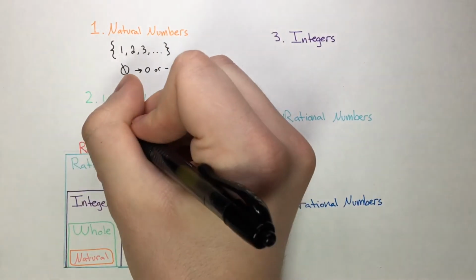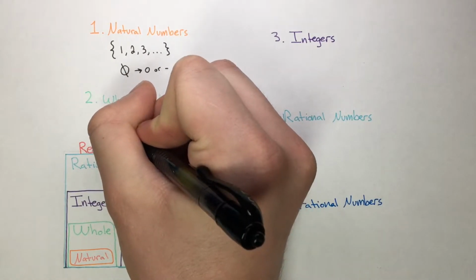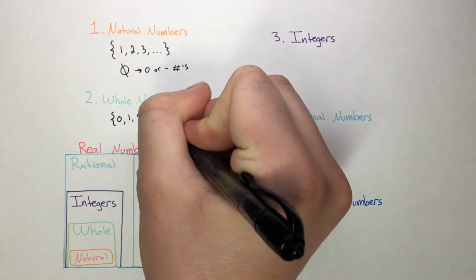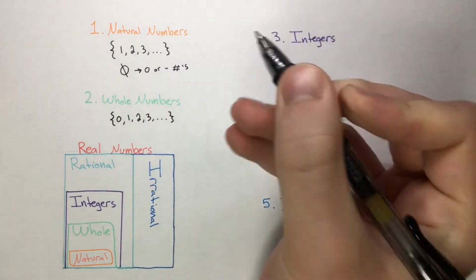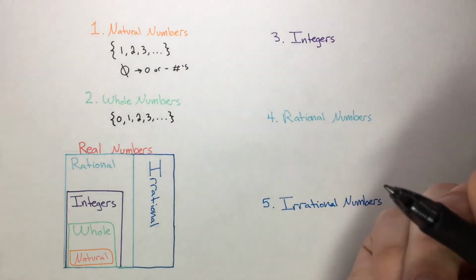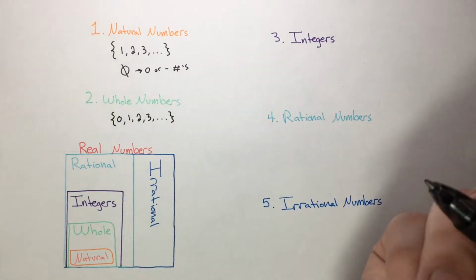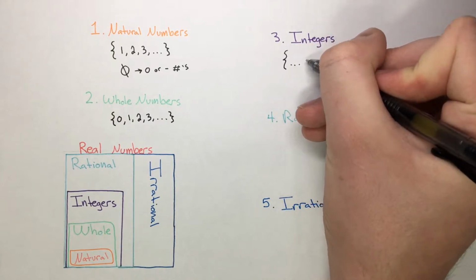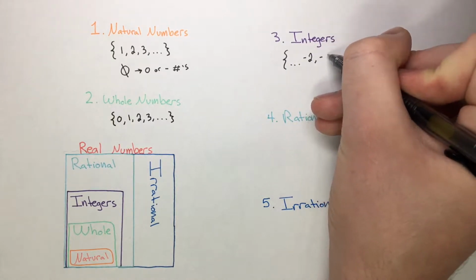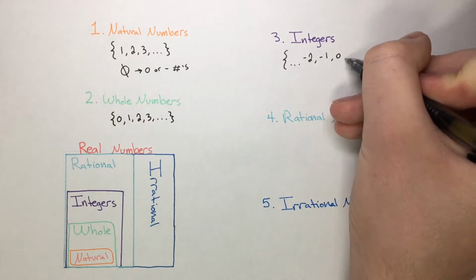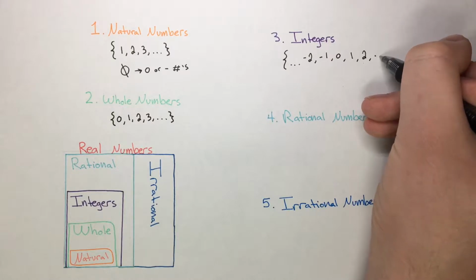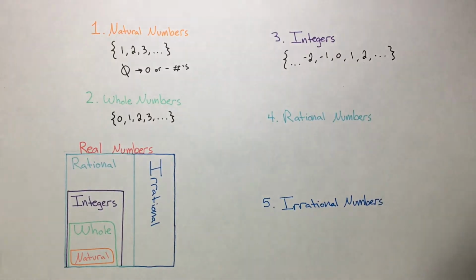Next, we'll go ahead and take a look at whole numbers, which include 0, 1, 2, 3, and so on for infinity. Natural numbers are a subset of the whole numbers, but the whole numbers still do not contain negative numbers. Next, we'll take a look at integers, which has all the negative whole numbers, positive whole numbers, and 0. But it does not contain fractions or decimals.